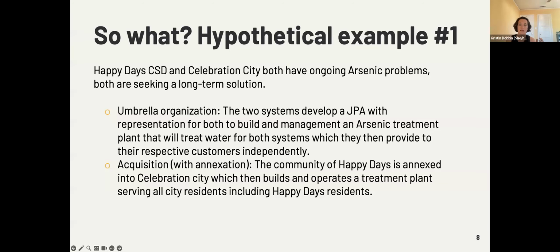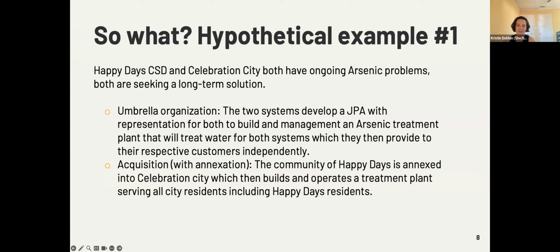Another route they may go is for Celebration City to annex the community of Happy Days. Happy Days CSD is then dissolved, and Celebration City is now actively serving all residents under the same city umbrella. So both of these would probably solve the arsenic issue, right? But I suspect many of you know that they have different implications for residents. What we really want to do with our guide and our presentation today is dig into those differences and provide a resource for thinking about the pros and cons of different approaches.